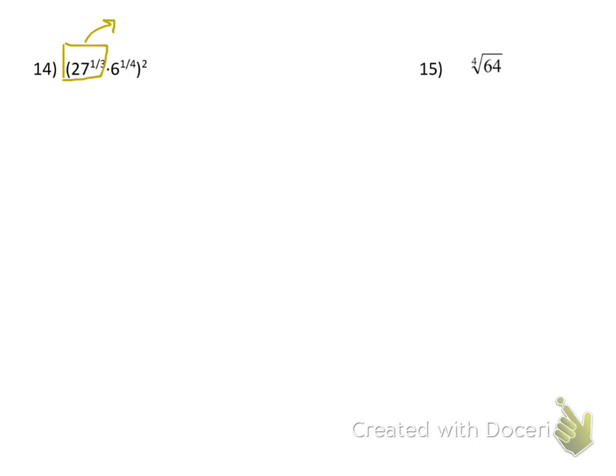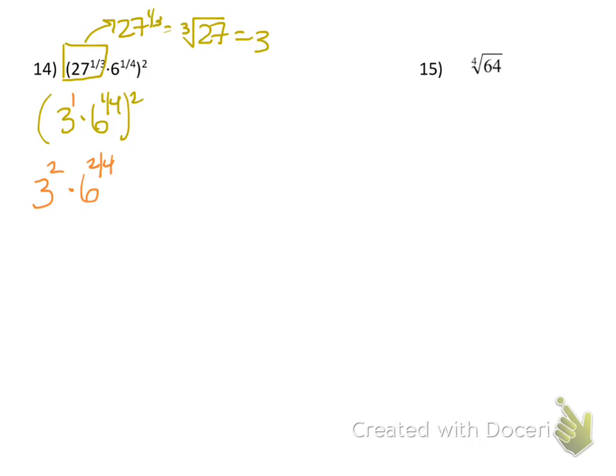27 to the 1/3, well, that should maybe ring a bell. That means that we're looking at the cube root of 27, and we just went over our perfect cubes list, and that's 3. So I could actually rewrite this as 3 times 6 to the 1/4, all squared. Again, keeping in mind that there's actually an exponent of 1 on that 3. So when I multiply my exponents, I'm going to have 3 squared times 6 to the 2/4. Well, 3 squared I can simplify as 9, and my exponent of 2/4 I can simplify as 1/2.